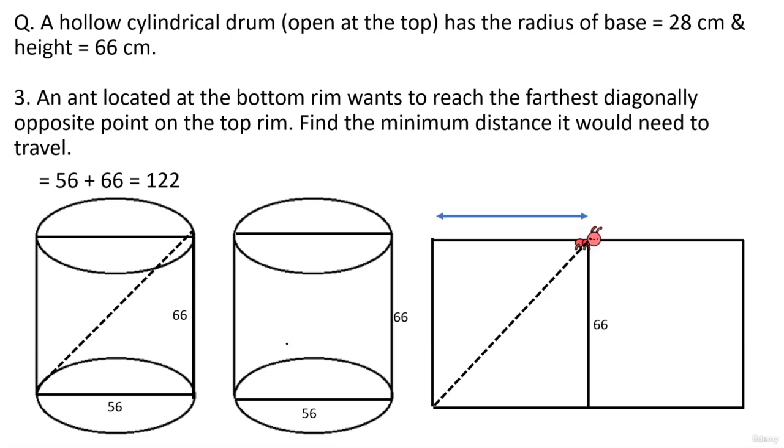Just putting in the values, the height is 66 and the horizontal distance is half of 2 pi r, which is pi r. That will be 88. So it's clearly the 3, 4, 5 triplet. 66 basically क्या होता है, guys? 3 into 22 होता है और 88 guys क्या होता है, 4 into 22, right? So the hypotenuse here will be 5 into 22. The answer is 110. It's definitely less than 122, so that's the minimum distance.